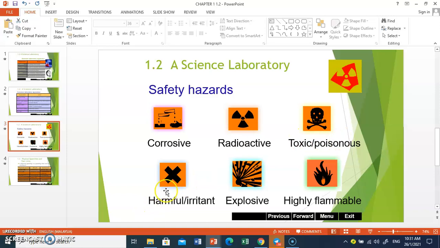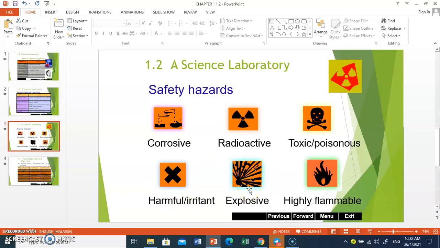Number 4. This is the symbol of harmful or irritant. So chemicals which irritate give out vapor or fumes that will hurt the eyes, nose, and throat. Avoid inhaling the vapor or fumes. Use the chemicals inside a fume chamber. Examples for these chemicals are chloroform and ammonia.